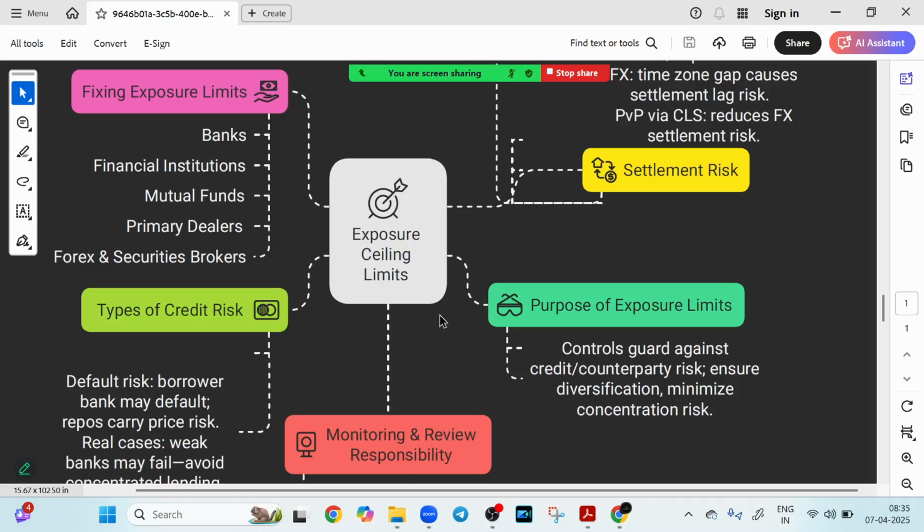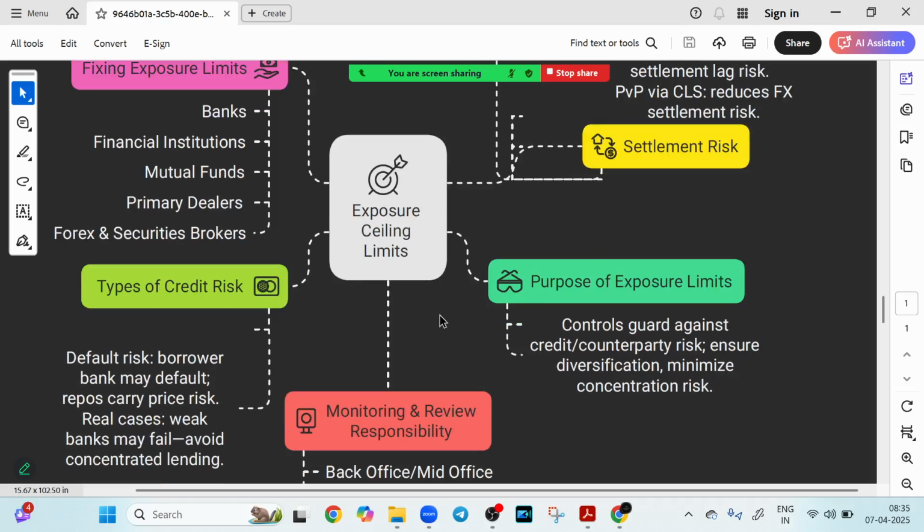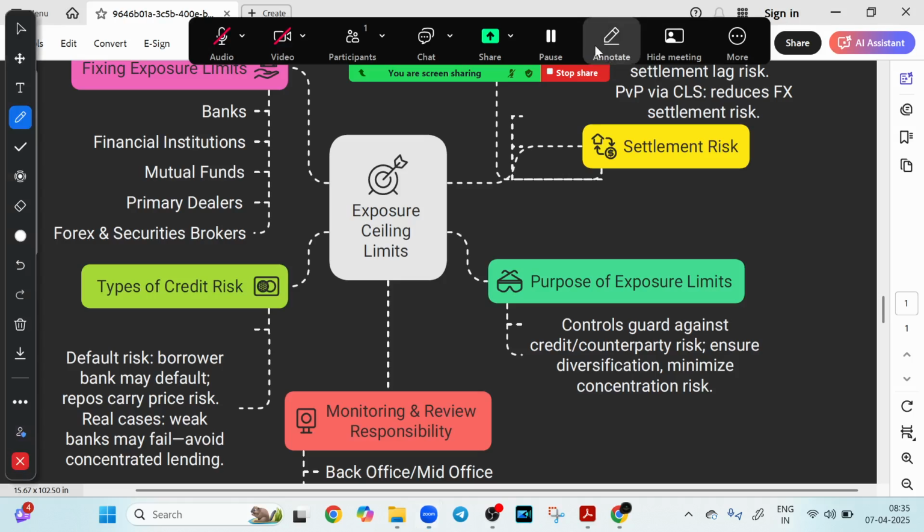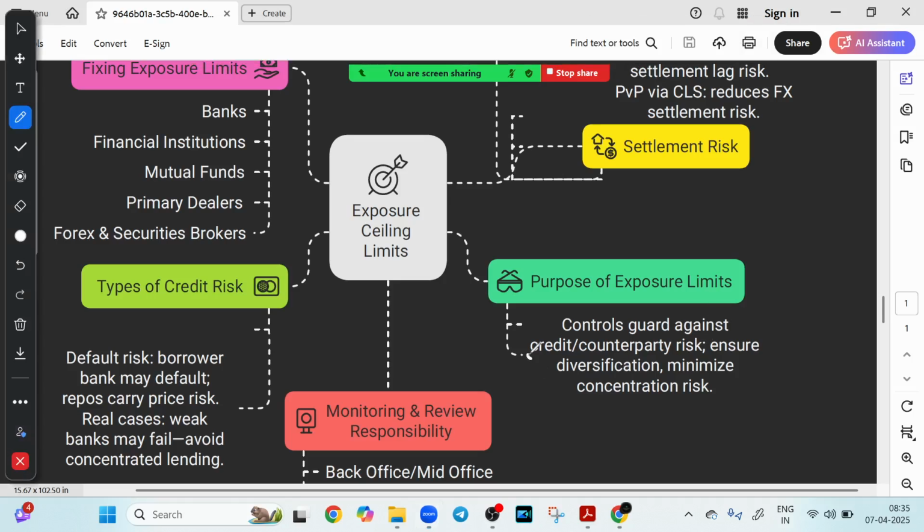So basically, the exposure limits are like your shield. They control credit risk and counterparty risk. Remember, we have just talked about credit risk. So they keep credit and counterparty risk in check. Also, they promote diversification, and most importantly they prevent concentration risk, because putting all your eggs in one basket is not smart in treasury.